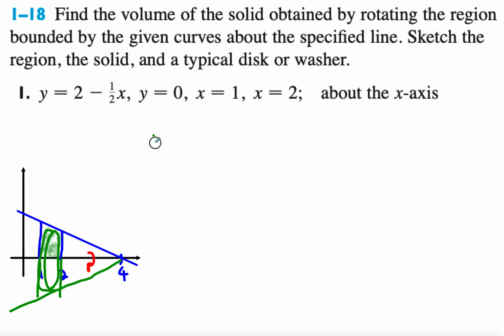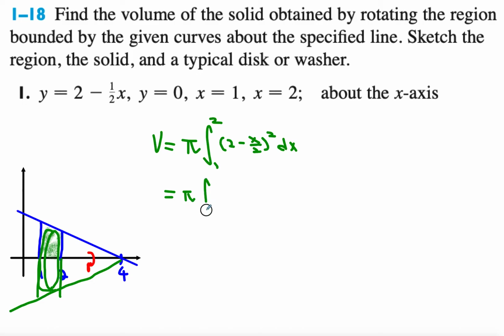First, the format is pi. And what's the value of r? R is the y value here, which is 2 minus x over 2, and then we're going to square that. Pi r squared, and the thickness is dx. Then x goes from 1 to 2. So this is the integral which we would like to evaluate.